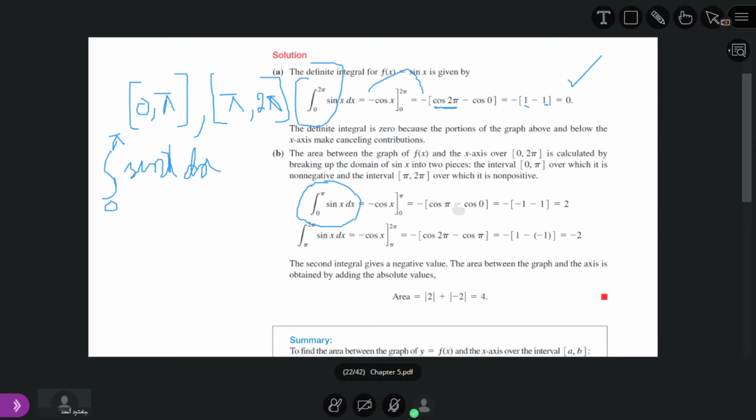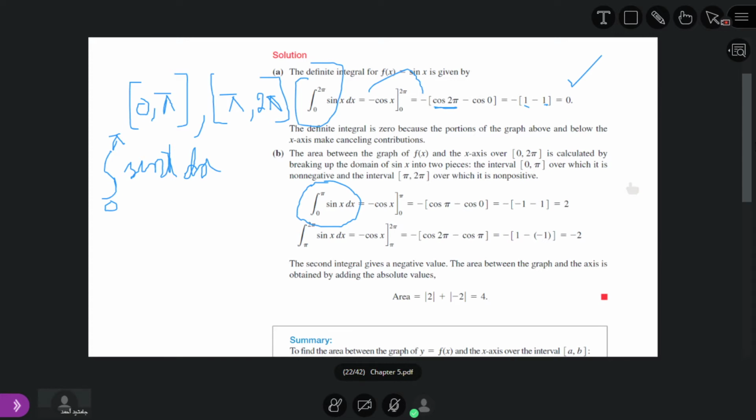Now, what is the summary of finding the area? As I asked you, to find the area between the graph of the function y equals f of x and the x-axis over the interval ab, what we have to do? We have to do three different steps. First of all, subdivide the interval ab at the zeros of f of x.